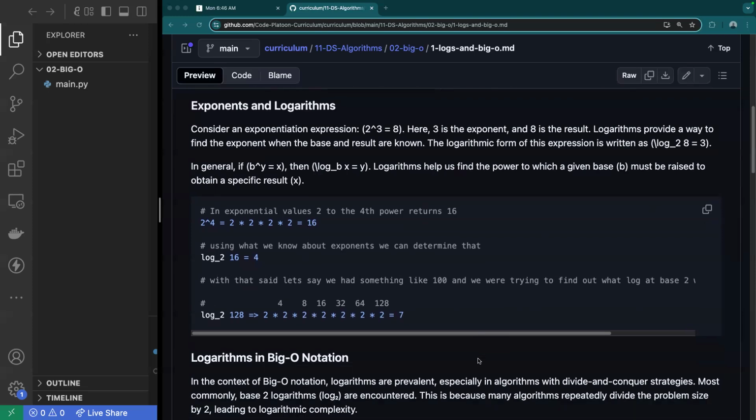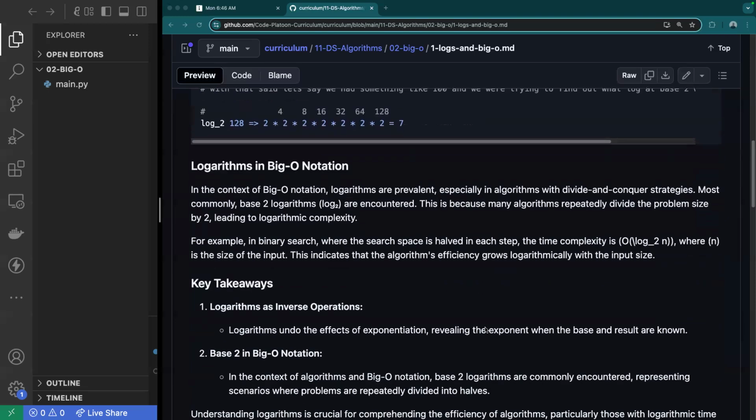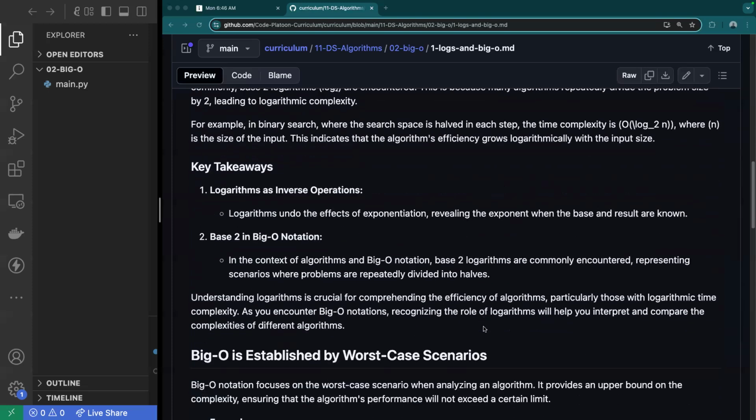Okay, doesn't seem like we have any questions, so we're going to move on and continue talking about big O notation. Logarithms are just inverse operations of exponents, and everything inside of big O notation will always be to the logarithm of 2.